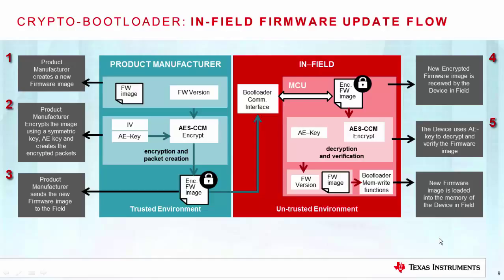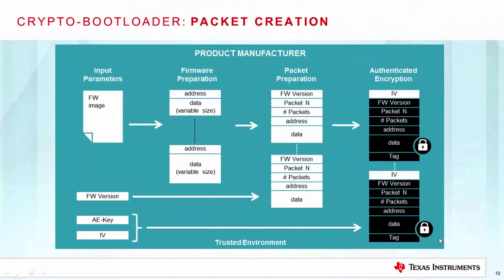Here, the same key used to encrypt the firmware image and create the authentication tag is used to decrypt and verify it. Step 6. If the firmware image passes the verification checks and the firmware version is newer than the one currently stored in the device, the new firmware image will be written into memory, making use of the bootloader memory modification functions. This slide shows in more detail how the encrypted firmware image is created.